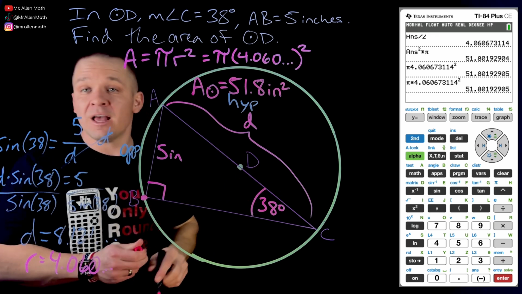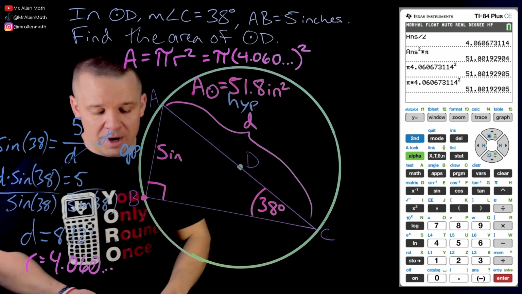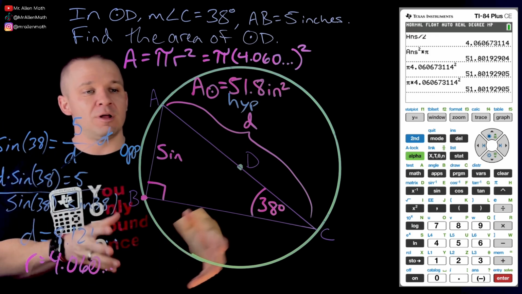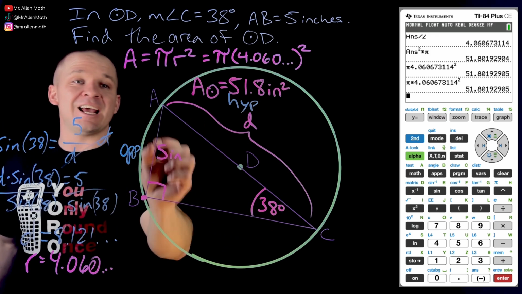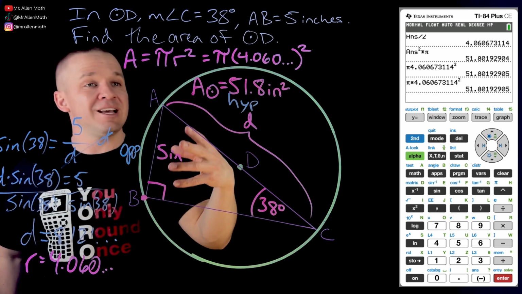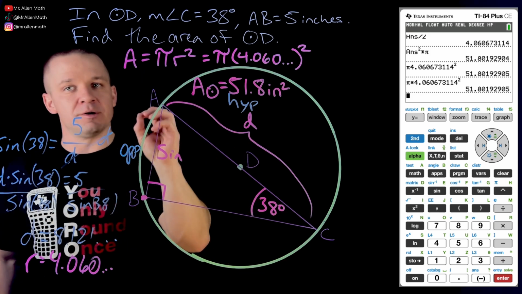For mathematical accuracy. How many times have I said that now? Quite a few. But there we go, guys. Found the area of my circle, given what didn't seem like enough information, but the key there is that a triangle that is inscribed in a semicircle is always a right triangle.